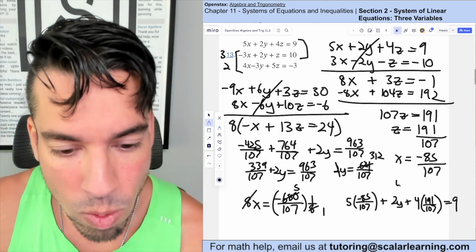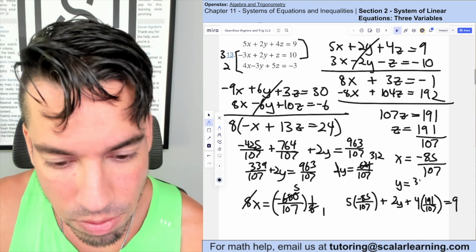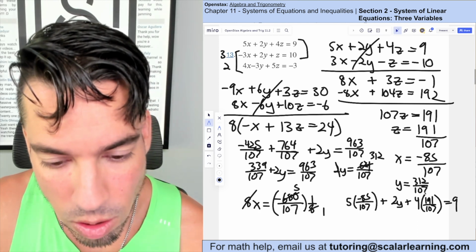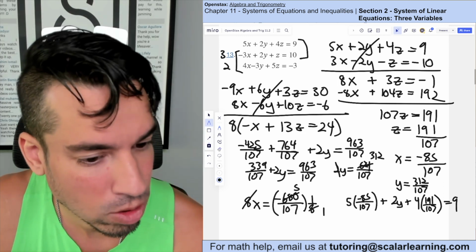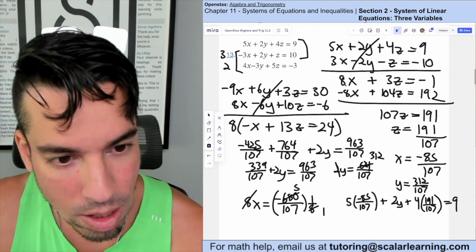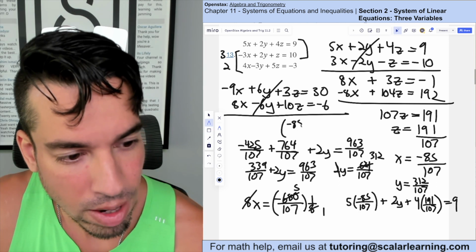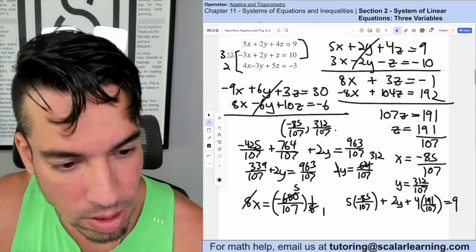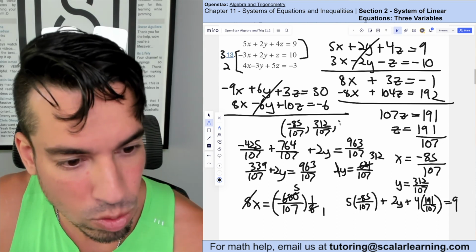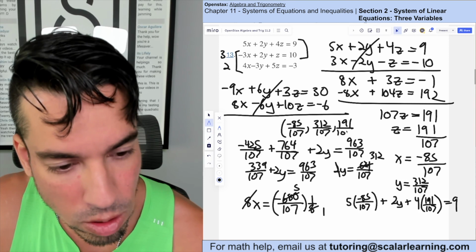So that means my y value is positive 312 over 107, which means in coordinate form, again, I'm going to have to make a little room because this one is a lot of work. We have the coordinate negative 85 over 107 for x, then y, comma 312 over 107, and then comma z is 191 over 107.